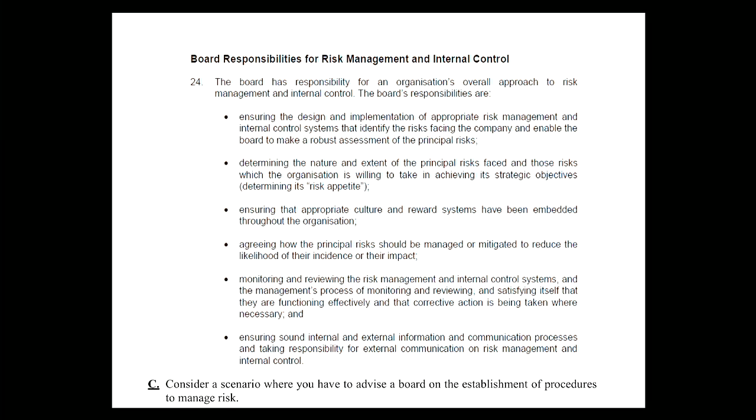So then also ensuring their proper culture and reward systems have been embedded through the organization. That's what we've been talking about, looking at your remuneration systems so that they are properly aligned. Agreeing how the principal risks should be managed or mitigated to reduce their incidence or impact, monitoring and reviewing the risk management and internal control systems, ensure basically satisfying yourself that these systems are working.